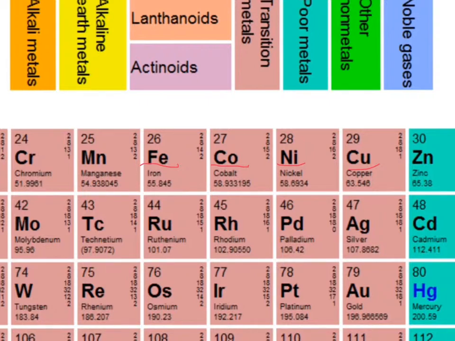Now, when looking at the periodic table, we also see certain numbers. For example, if we look at cobalt, you have 27. 27 is your atomic number. And then the lower number, notice, is 58.9333195. That is the atomic weight. Notice the difference, which I mentioned before. The atomic weight has decimals.